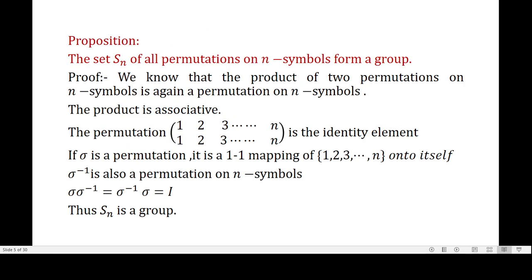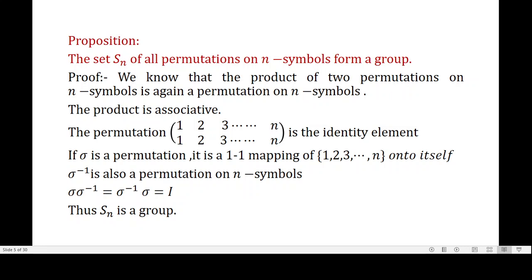Now let us prove one proposition. The proposition states that the set Sn of all permutations on n symbols forms a group. Now we know that the product of two permutations on n symbols is again a permutation, correct?